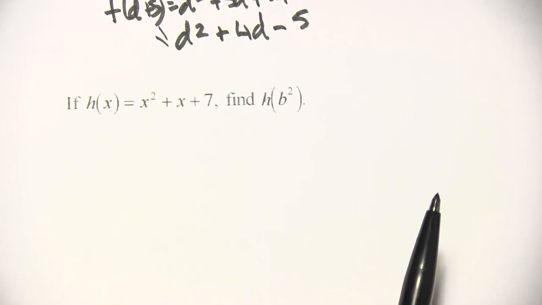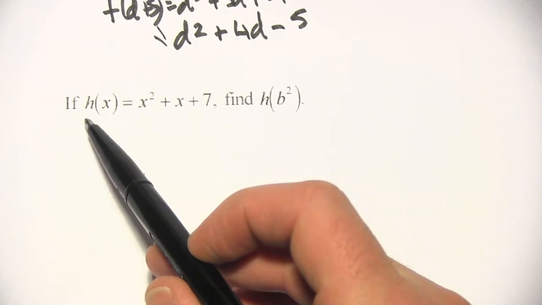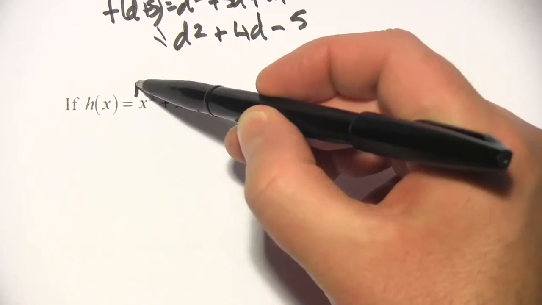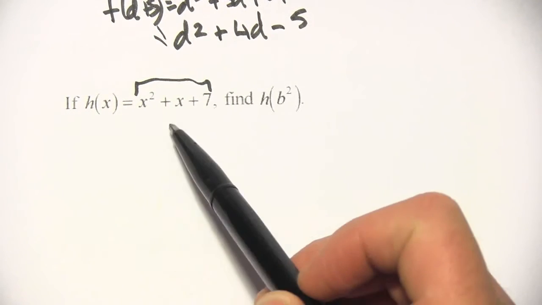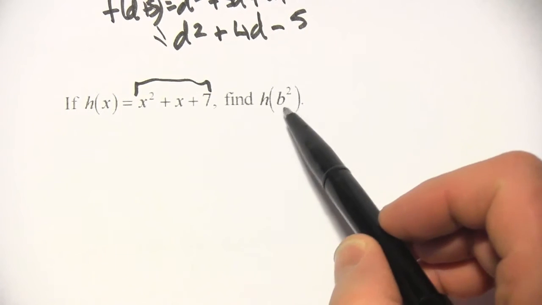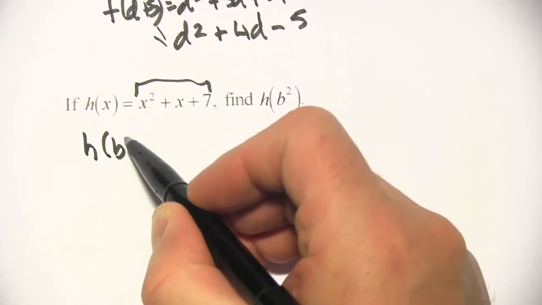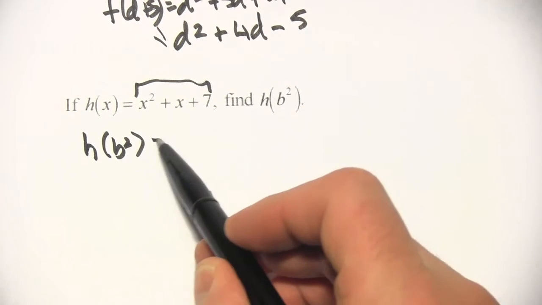So functions don't have to be named f. You can call them anything you want to. In this case, this function is called h. So the function h is this chunk right here. H of x is x squared plus x plus 7. And we will want to find h of b squared. So what that means is you're going to put in b squared in place of x.